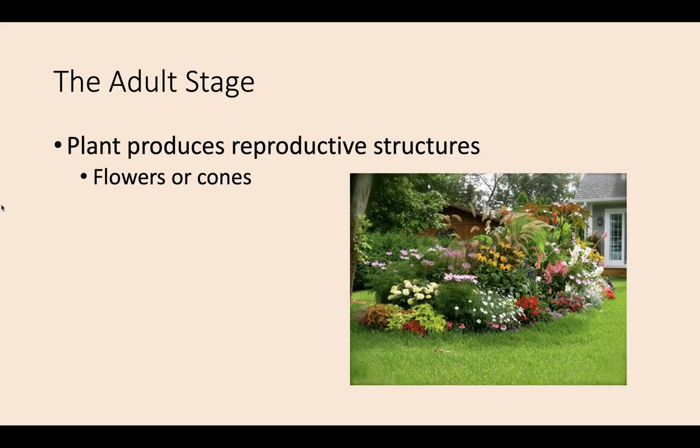And your adult stage is when the plant produces those reproductive structures. We'll look at those today. But that's typically your flowers or your cones. So when the plant is ready to create new plants, it is considered an adult, with the flowers or the cones. So let's look at this adult stage.